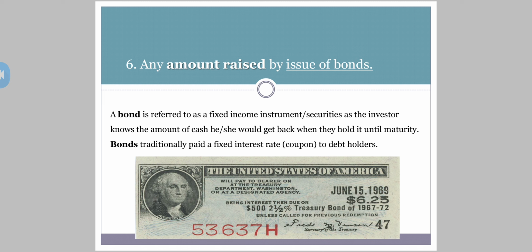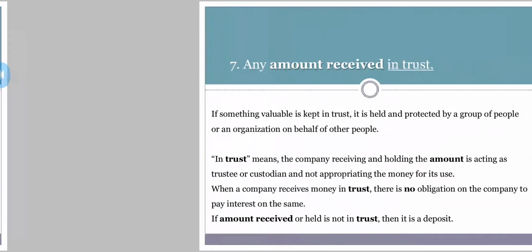Now what is a bond? A bond is referred to as a fixed income instrument, or security, as an investor knows the amount of cash he or she would get back when they hold it until maturity. Bonds traditionally paid a fixed interest rate, the coupon, to the debt holders. Right now you are supposed to remember any amount raised by the issue of bonds. Public deposit is something else and bonds are something else, which we are going to see. So any amount raised by issue of bonds will not come under deposits.